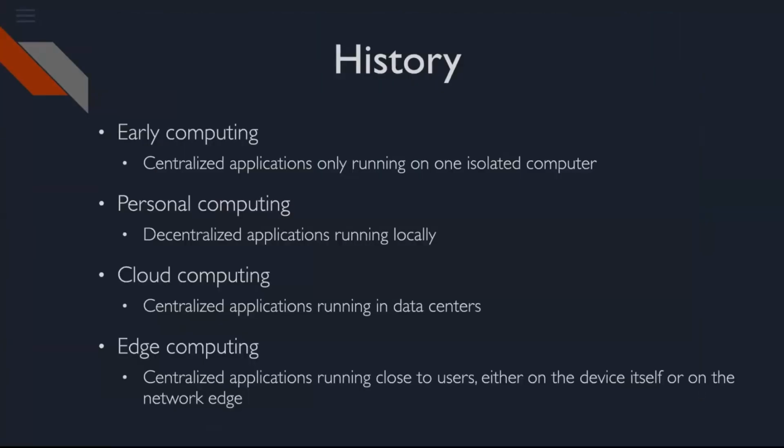Okay, so brief history of computing. In the early days, we had centralized applications running on one isolated mainframe. This was the 50s, 60s, 70s. They had a mainframe, then multiple terminals to run and control the jobs running on the mainframe. Come the 80s, when personal computing was introduced by IBM, this became decentralized. Each and every computer was now running its jobs and applications locally. And basically, this was the democratization of computing at that time.